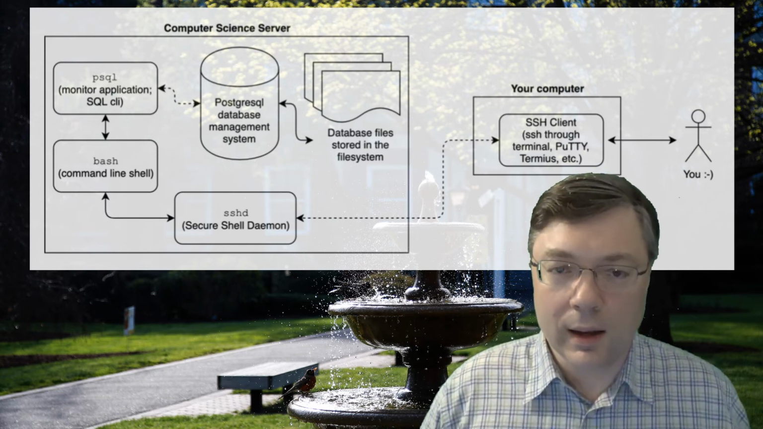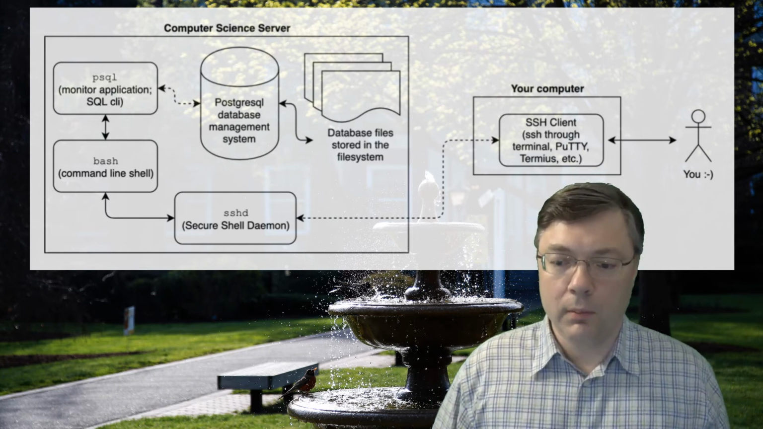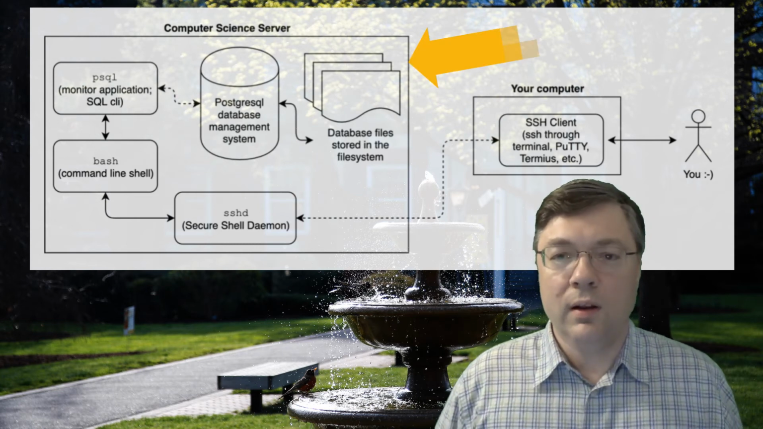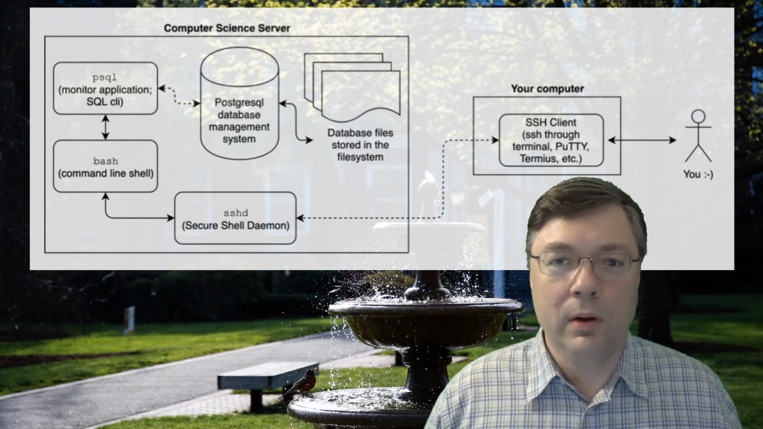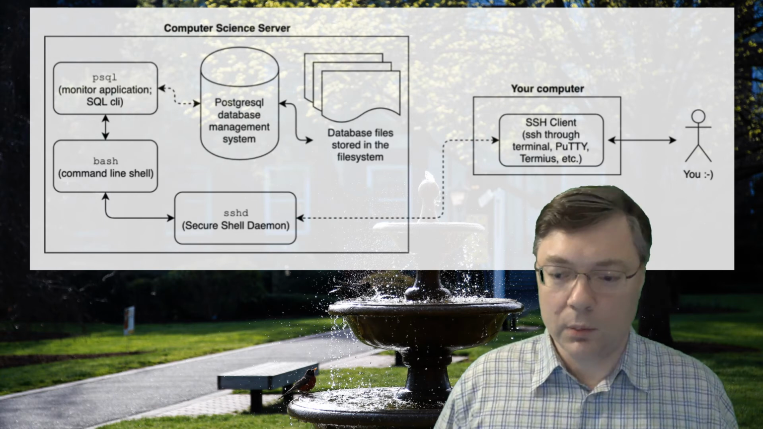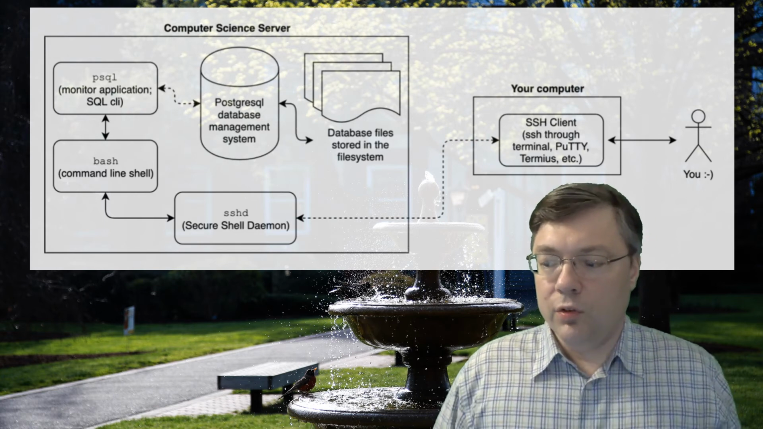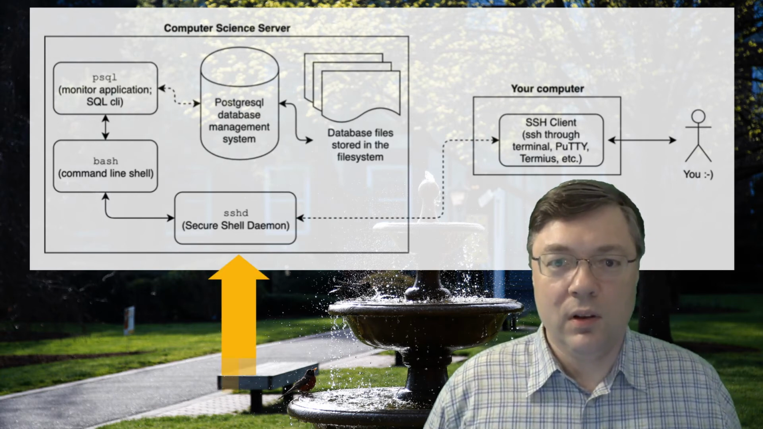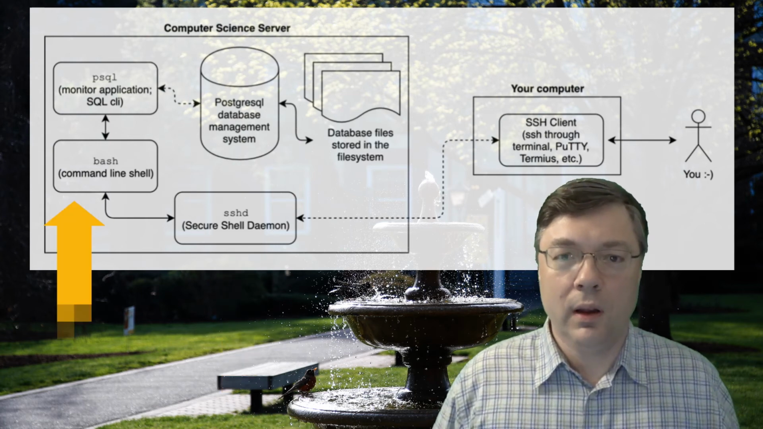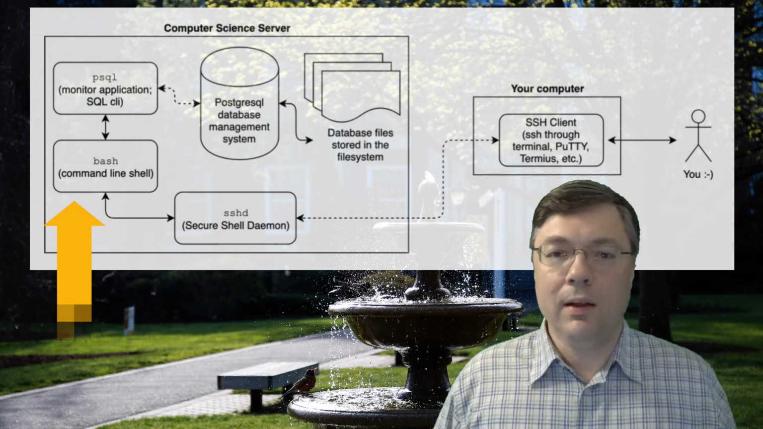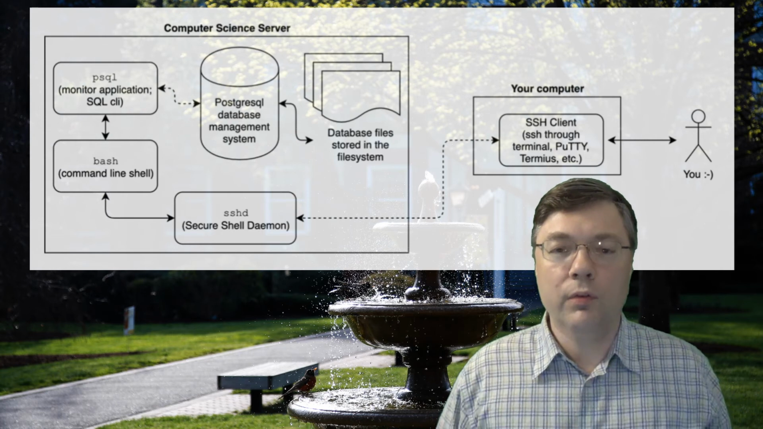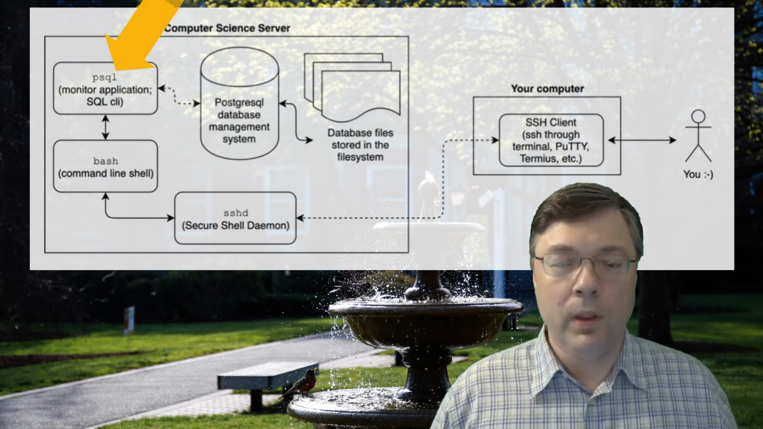You use the client to connect up to the server. In this case, it's the computer science server at Adelphi University. Note that it's IP restricted to only allow incoming connections from a US-based IP address. If that does not work for you, let me know and I'll help you out. As you connect to the SSH daemon, the SSH daemon authenticates you. After authentication, it will spawn off a command shell, typically bash. And from that command shell, you can issue additional commands. One of those commands can be PSQL.